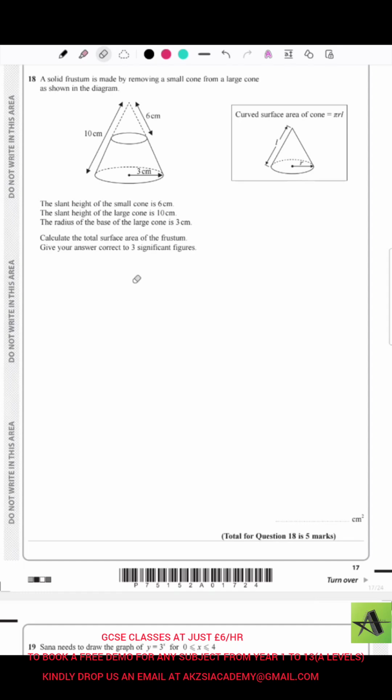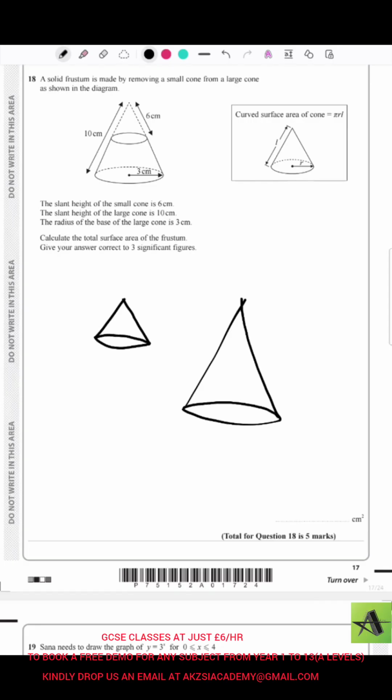See, let me just draw it. This is a smaller part of the cone and this is the larger part of the cone. If I want to calculate the surface area of a frustum, I should know the area of this circle. Total surface area means the sum of the areas of all the surfaces. I can clearly see three surfaces here.